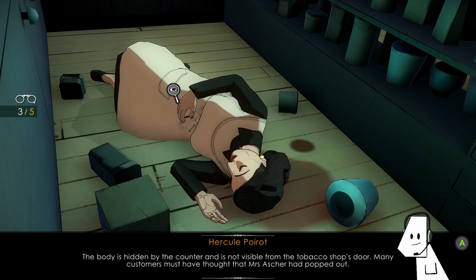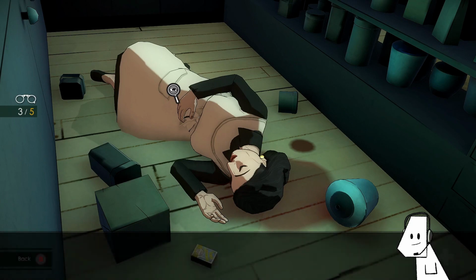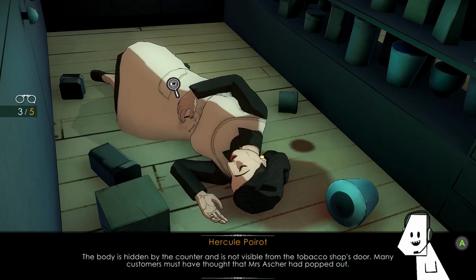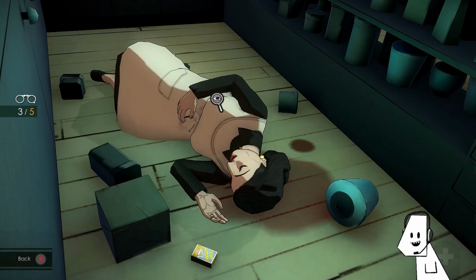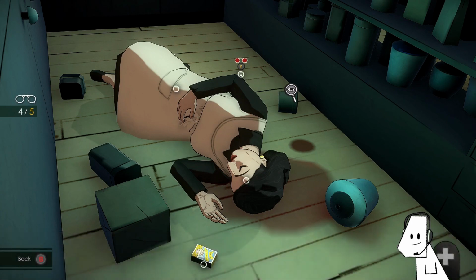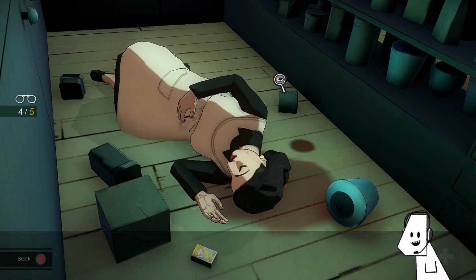The body is hidden by the counter and is not visible from the tobacco shop store. Many customers might have thought that Mrs. Asher had popped out. What? The body is hidden by the counter. My mind was not taking in any other information at the time. I can't see any other marks on the floor.